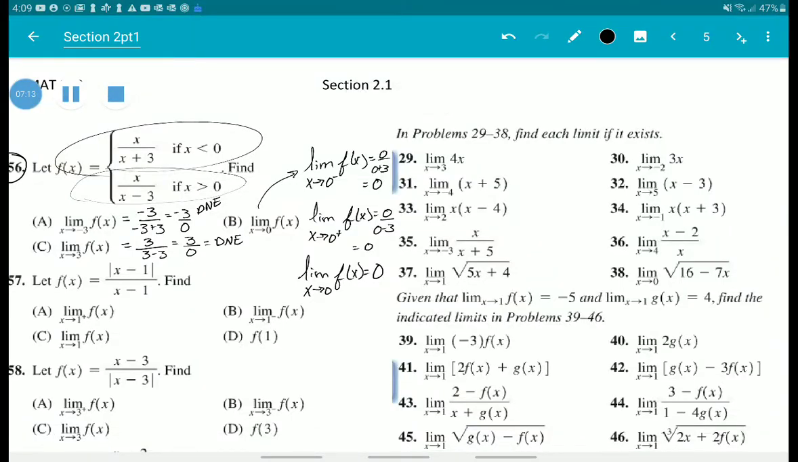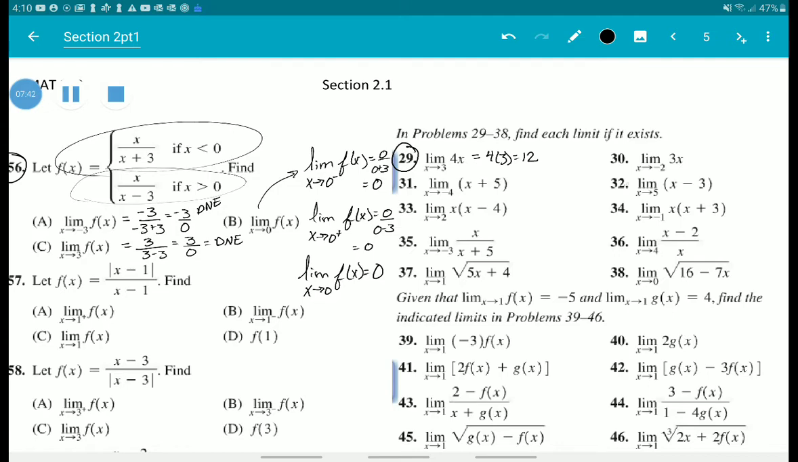So now let's do a few more algebraic ones. Let's look at 29. We want to find the limit as x approaches 3 of 4x. All we have to do is substitute in the 3, and we're going to get 12. So what's happening to that graph, if we were to graph the function 4x, we're going to get a line. As we get close to x equals 3 from the left and from the right, all of those y values are approaching that value of 12.